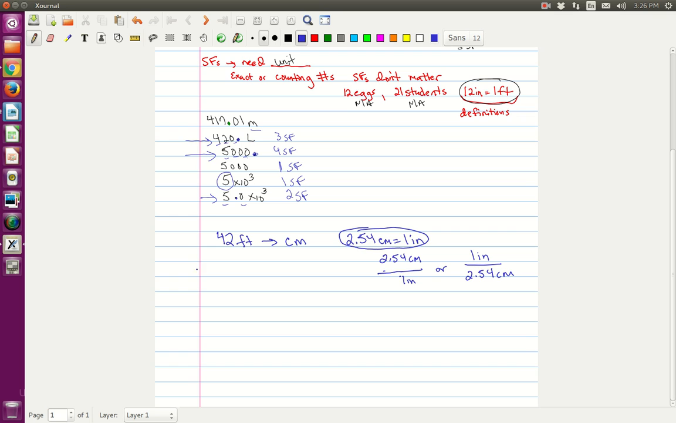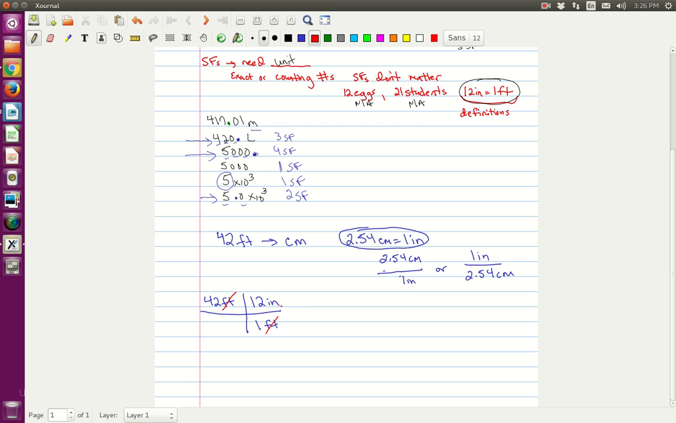We're going to try to cancel units. So I'm going to change 42 feet, and I can't go straight from feet to centimeters, but I can go to inches. So I'm going to turn it into inches because inches has a relationship with centimeters. So 42 feet, I know that there are 12 inches in 1 foot. So the first thing is to cancel the numerator and the denominator, and that will give me 42 times 12, and the answer would be in inches at the moment.